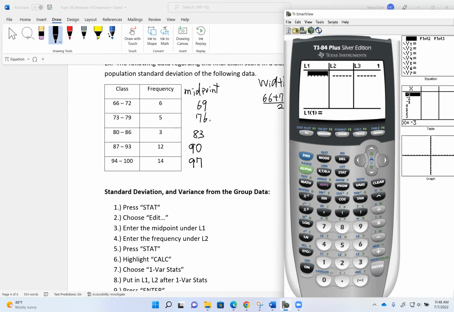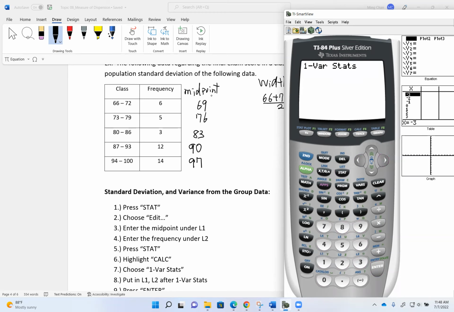Okay, so the midpoints go underneath L1. Then press the right arrow key, so it'll put you on the top of L2. So 6, 5, 3, 12, 14. All right, once you finish, press the word stat again, highlight the word calc, choose number 1.